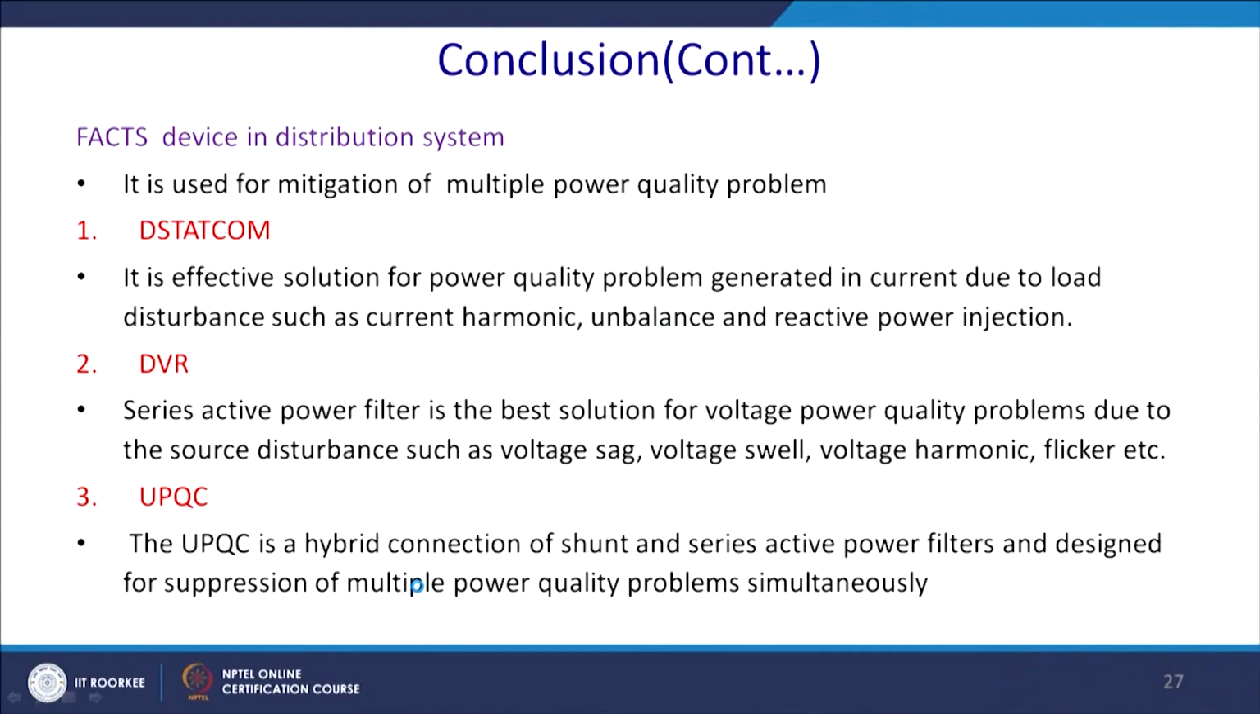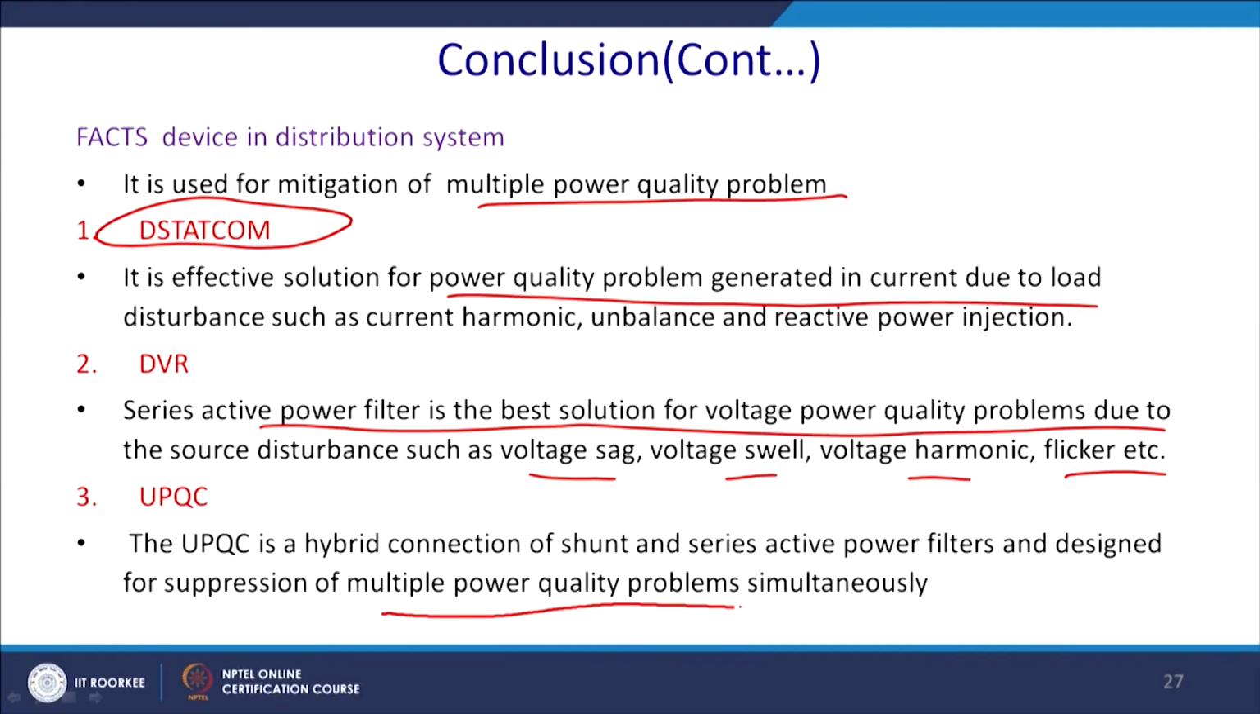So, FACTS devices in distribution systems are as follows. They are used for the mitigation of multiple power quality problems. It is basically the D-STATCOM. The rating will be less, and thus we can make it with IGBTs, and this is very popular among power electronics people, who place it in a wide range of applications. It is an effective solution for power quality problems generated by current due to load disturbance, such as current harmonics, unbalance and reactive power injection. These are problems of power quality rather than power transmission.